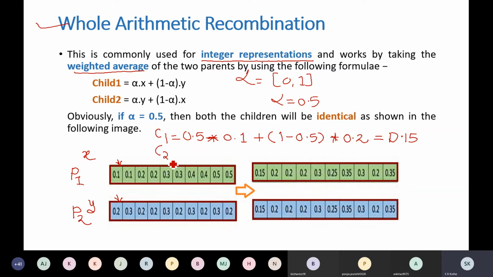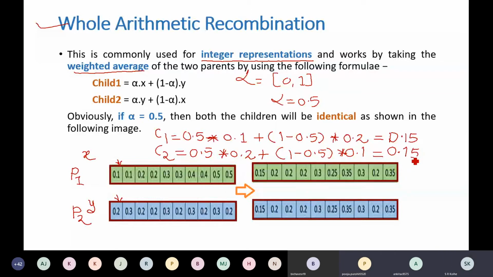Calculate C2. Now what is C2? C2 is equal to alpha, alpha is 0.5, multiplied by y. Y is 0.2. Plus 1 minus alpha, 1 minus 0.5, multiplied by x. X is 0.1. So what is this value? 0.15. 0.15.